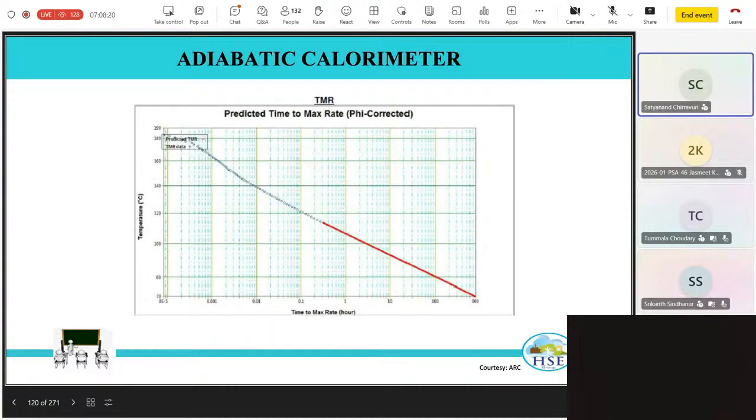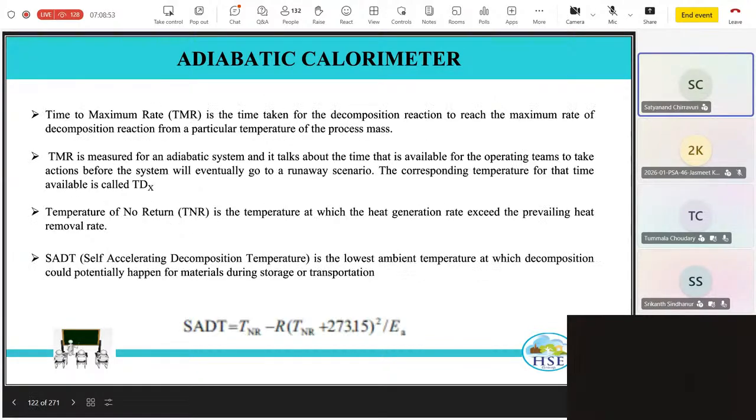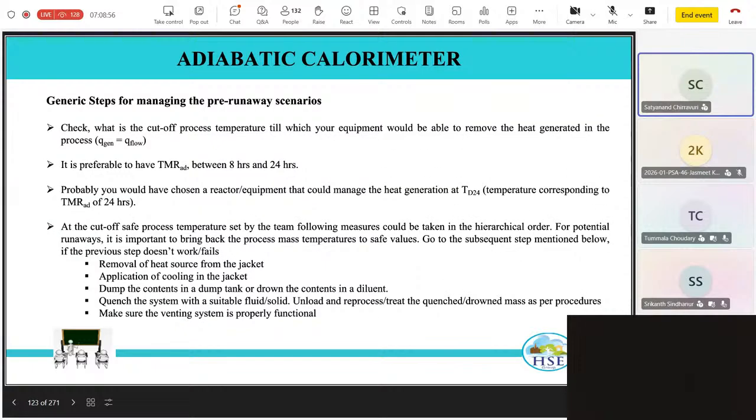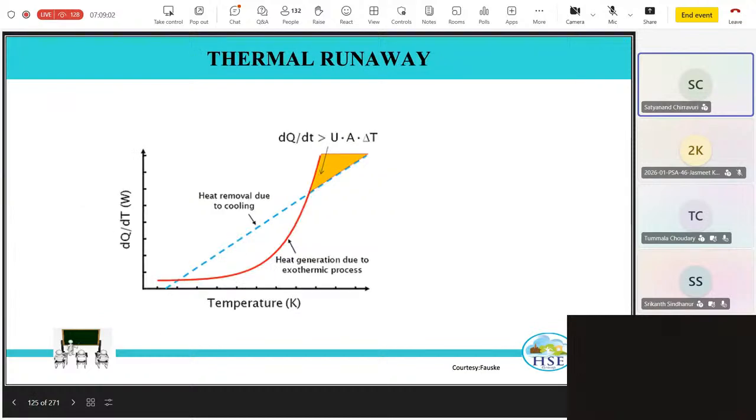So once adiabatic calorimeter data is available for you, you can get TMR values, and based on that, you can in fact decide how the process should run. In case your MTSR is going into the TD decomposition temperature zone, you will have to accordingly tweak the process, or tell about the dangers of the process, or make sure that additional controls are there, such that the process is managed well. Okay. So, I mean, this is at a very high level about adiabatic temperature.